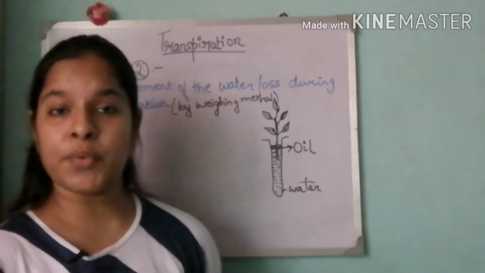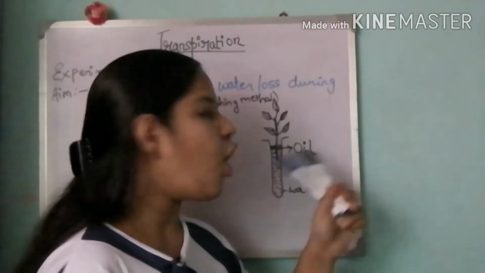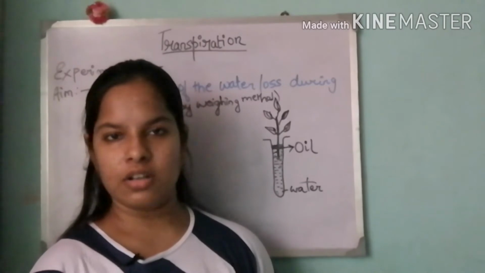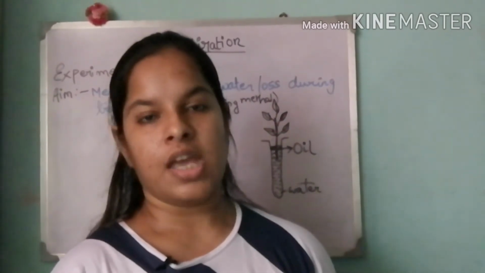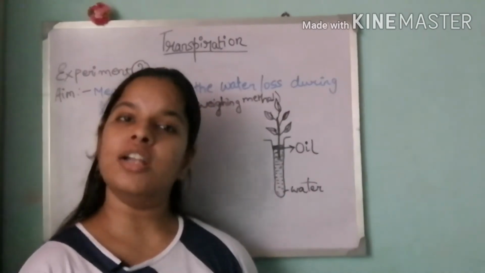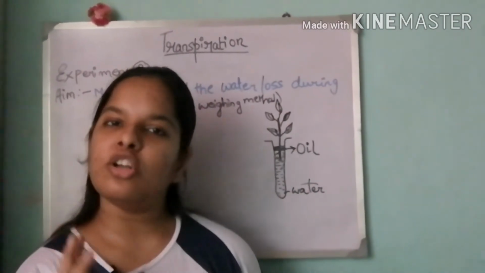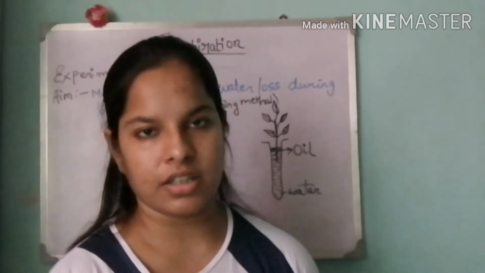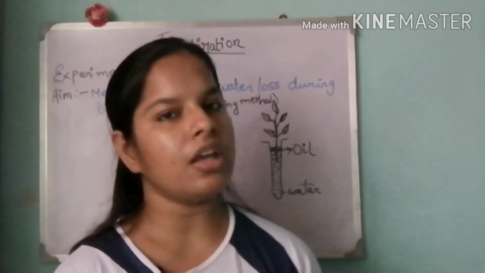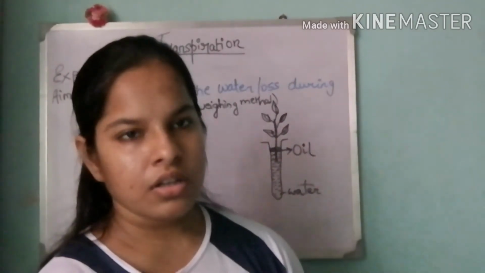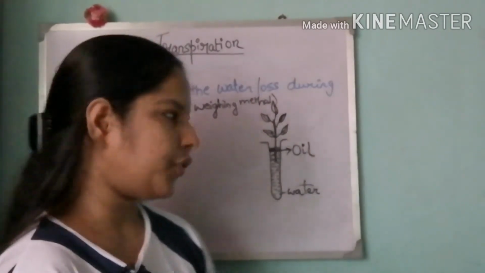Now the second question that might arise in your mind is about the oil. Why have we suddenly taken oil? Oil is taken to prevent evaporation. If we had not taken the oil, evaporation would also occur, and the correct amount of water loss would not be detected. So the oil is used to prevent the evaporative loss of water and help detect the correct value of water lost.